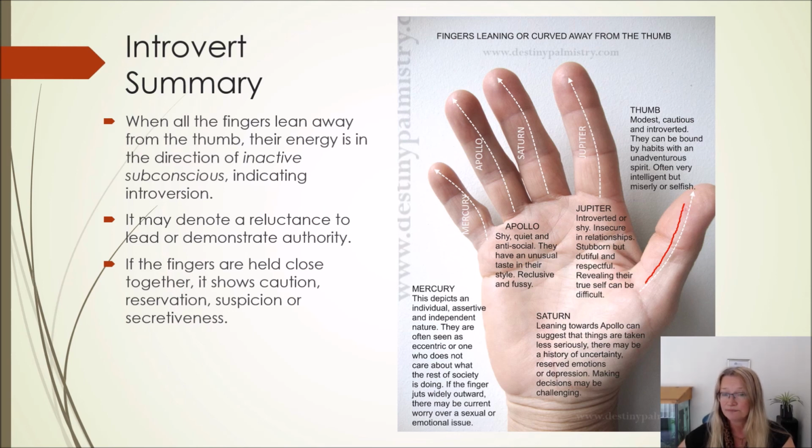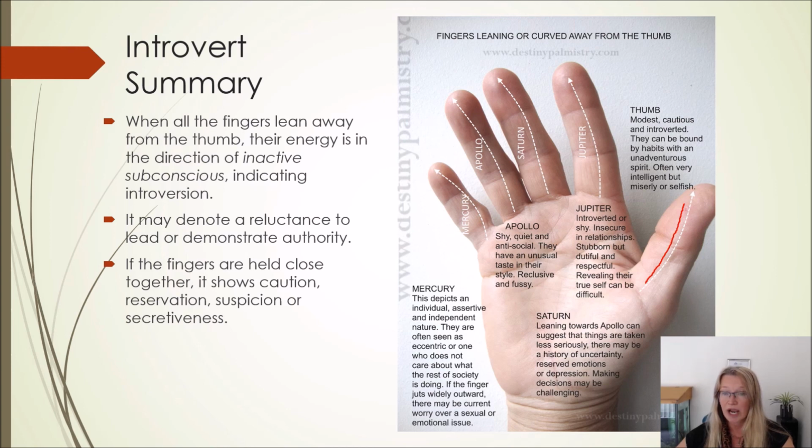With the Jupiter leaning away from the thumb, that shows an introverted, shy personality, insecure in relationships. They can be stubborn, but also dutiful and respectful, like I mentioned earlier. Revealing their true self can be difficult. The Saturn leaning towards the Apollo suggests things are taken less seriously. There may be a history of uncertainty and reserved emotions, maybe even depression, and making decisions is not as easy.